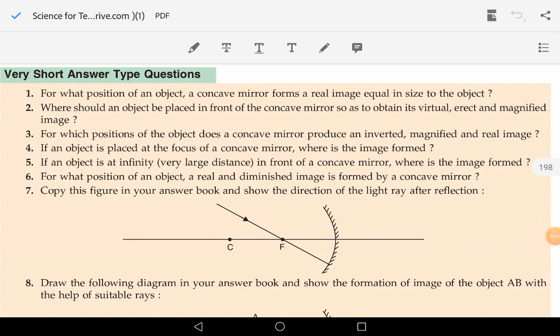Hello everyone. Today we are going to discuss some questions which are based on the image formation by spherical mirrors. So now let us all start with question number 1.